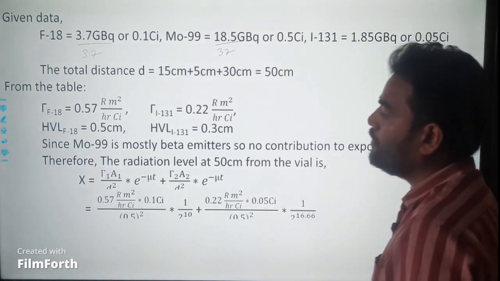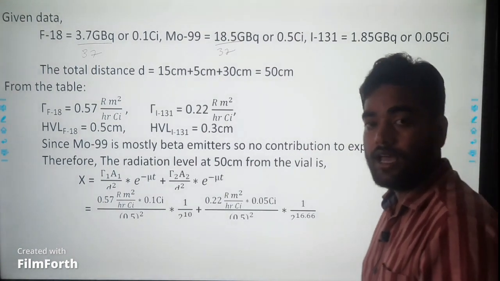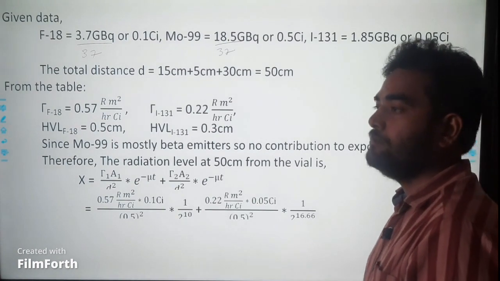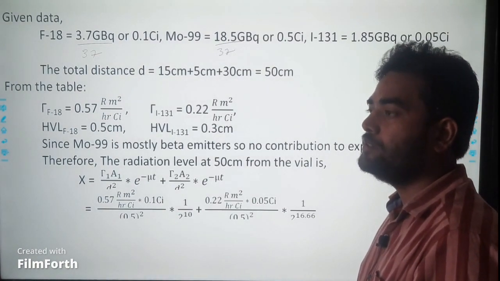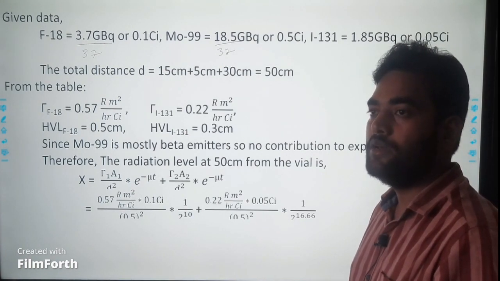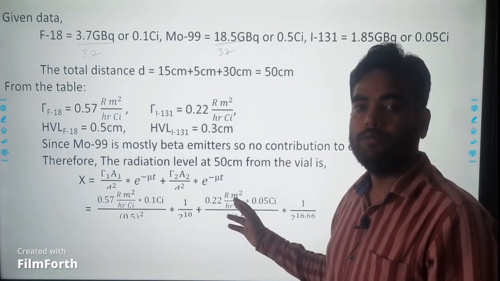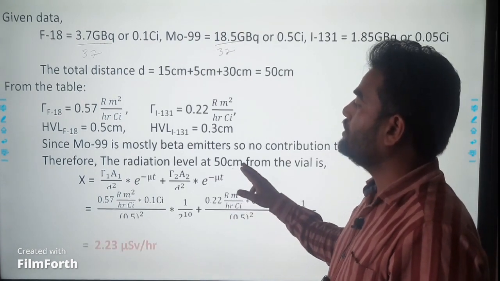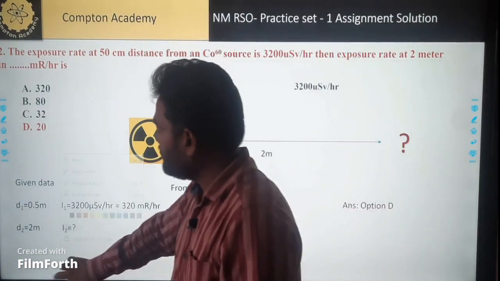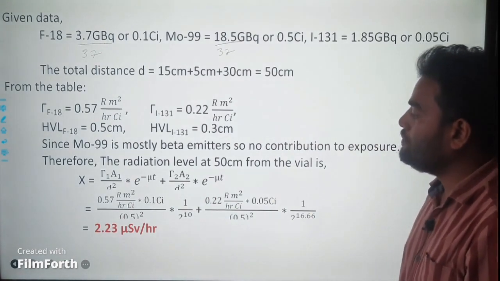As we know that molybdenum is mostly a beta emitter, there is no contribution to the exposure rate. We know that the exposure rate is because of photons. In its decay scheme no gamma photon is involved, so there will not be any contribution to the exposure rate. So molybdenum is excluded from the calculation. Now we will calculate for F18 and iodine 131.